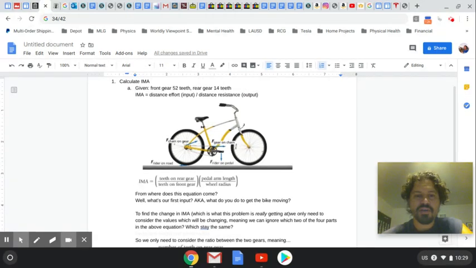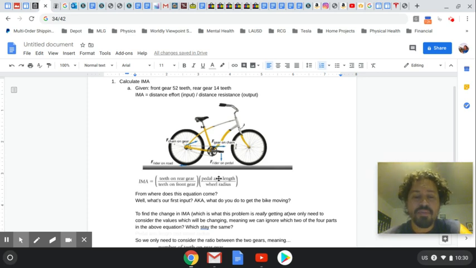For a bike, we actually have a few different inputs and a few different outputs. So where's our first input? All right, this is our equation. Let's figure this out. Where's our first input on a bike? What do you do to get it moving? Okay, you push on the pedal. So that means you're pushing down on the pedal. So that's your input. And so that would be here, the pedal arm.